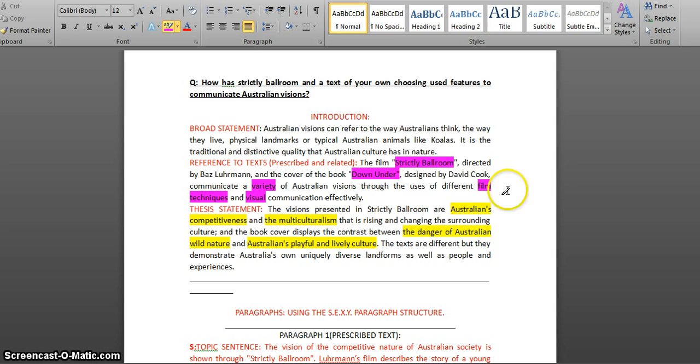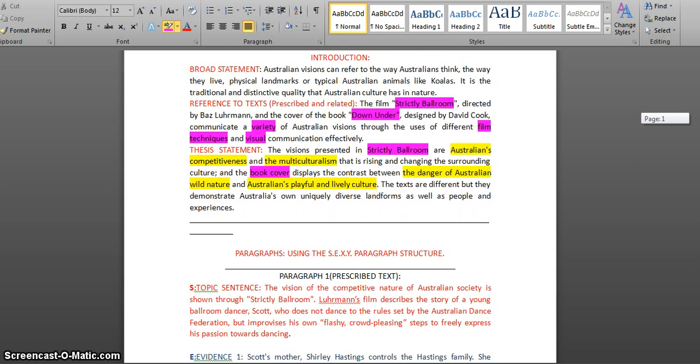So he's talking about, I have already highlighted, Australian competitiveness and multiculturalism for Strictly Ballroom. And regarding the book cover, he's talking about the danger of Australian wild culture and the Australians' playful and lively culture. So those are two lines of arguments for his book cover and two lines of arguments for Strictly Ballroom. Okay, so now that we have read that, we should expect him to discuss those different lines of argument.